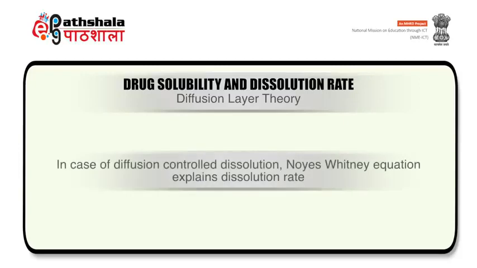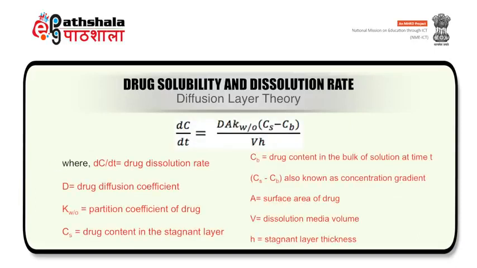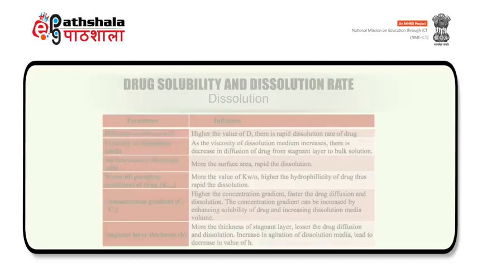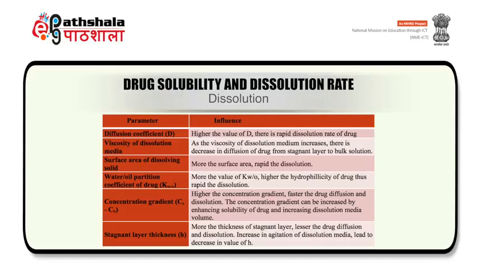In case of diffusion controlled dissolution, the Noyes-Whitney equation explains the dissolution rate. The Noyes-Whitney equation is coming on your screen. In this equation, dC/dt is the drug dissolution rate, D is the drug diffusion coefficient, K w/o is the partition coefficient of the drug, Cs and Cb are the drug content in the stagnant layer and the drug content in the bulk of the solution at time t respectively. Cs minus Cb is also known as the concentration gradient. A is the surface area of the drug, V is the dissolution media volume and h is the stagnant layer thickness. All these parameters play a very important role in drug dissolution, and the effect of these different parameters on drug dissolution is explained in table 1.